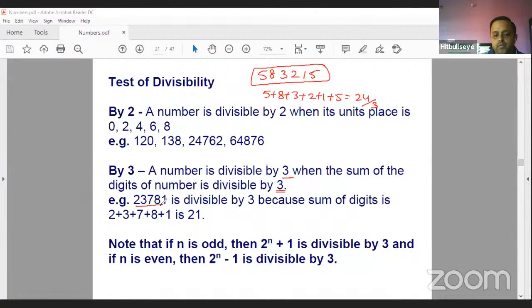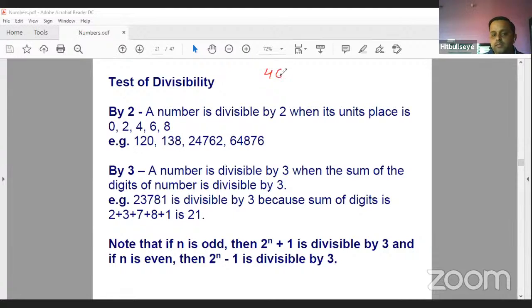That means this whole number will also be divisible by 3. Okay, take the example of 23,781. Just add the digits. 2 plus 3 plus 7 plus 8 plus 1. Sum is 21. As 21 is divisible by 3, this number 23,781 will also be divisible by 3. Now the same rule applies for 9 also. A number is divisible by 9 when the sum of digits of the number is divisible by 9. If the sum of digits is divisible by 9, the number will be divisible by 9 also. The same rule which is for 3 is applicable for 9 also.